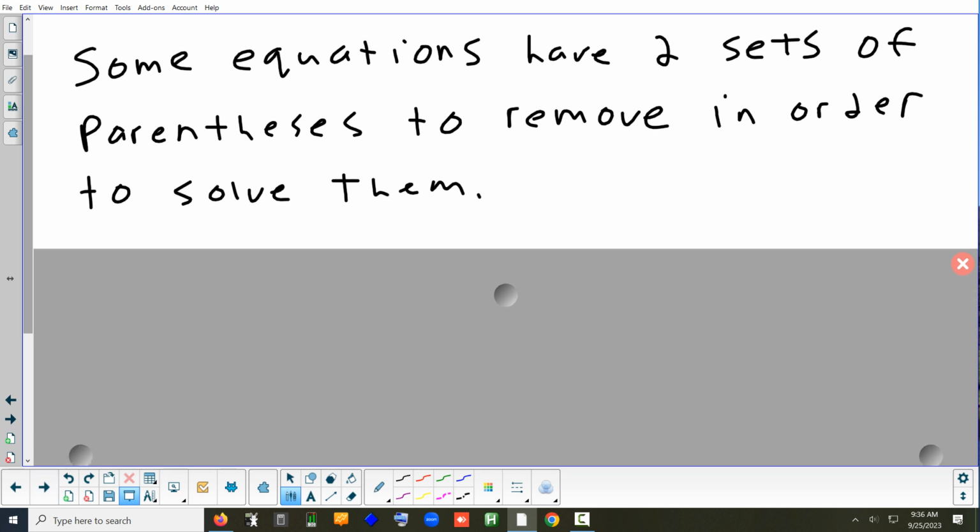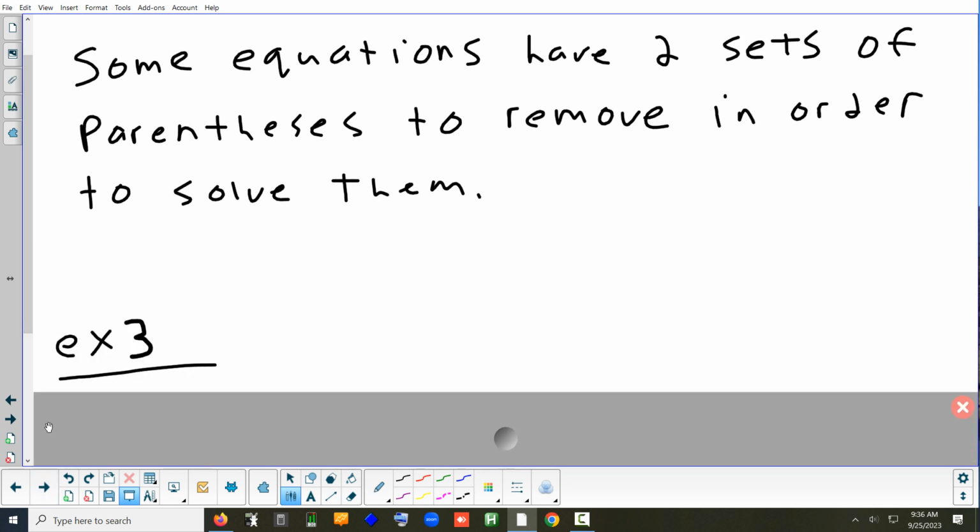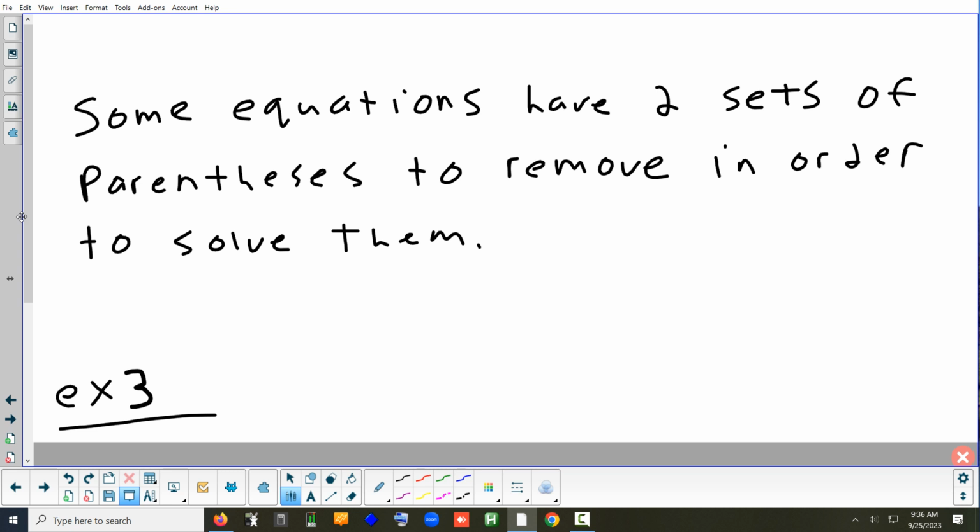All right, let's try an equation that has two sets of parentheses. You don't have to write that down. This is just what we're going to do. Here's the problem.